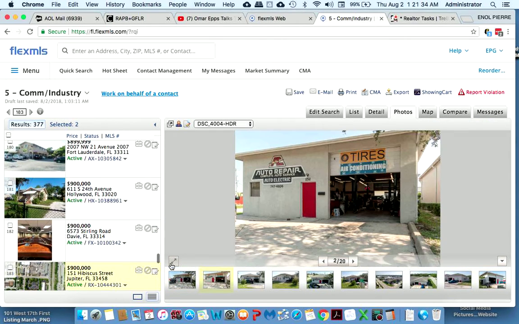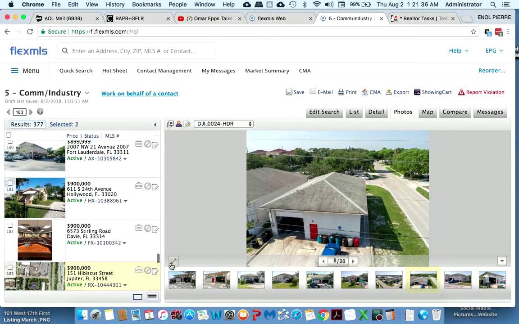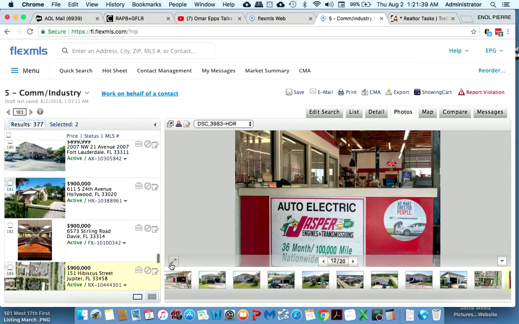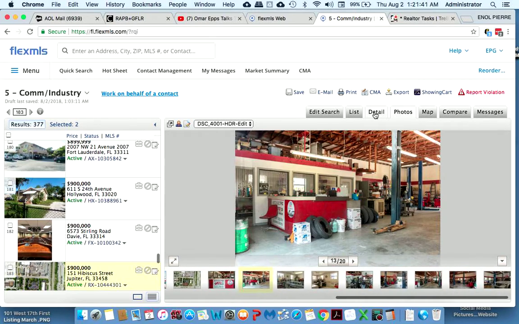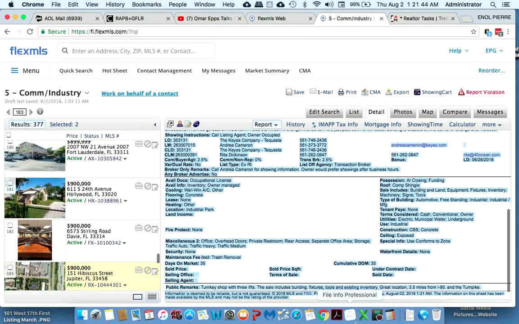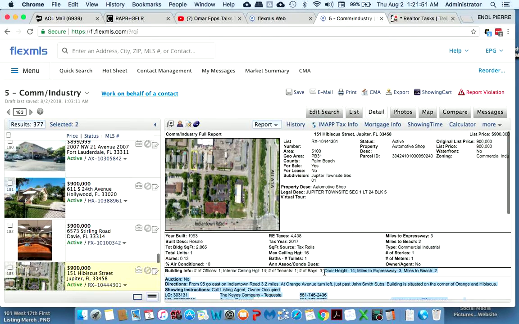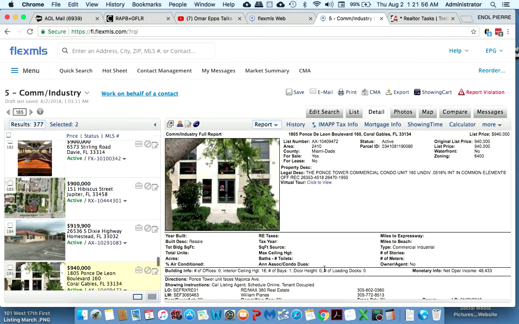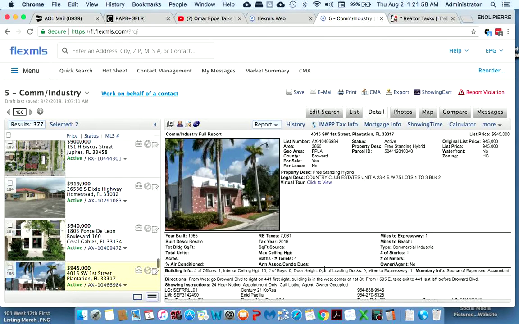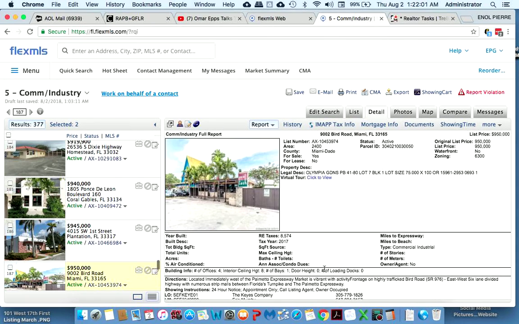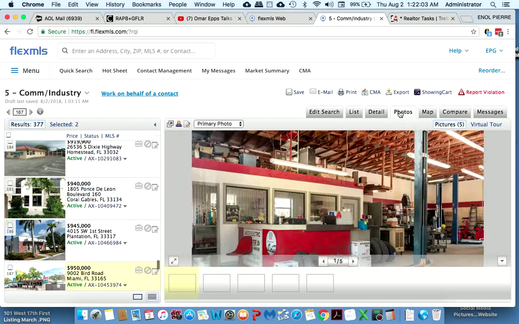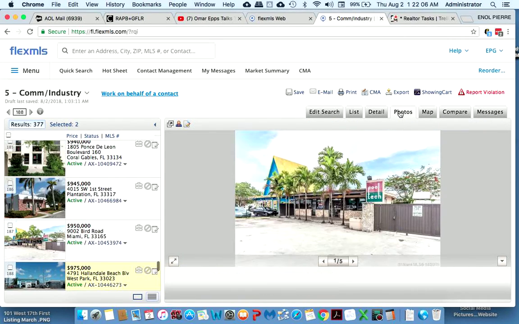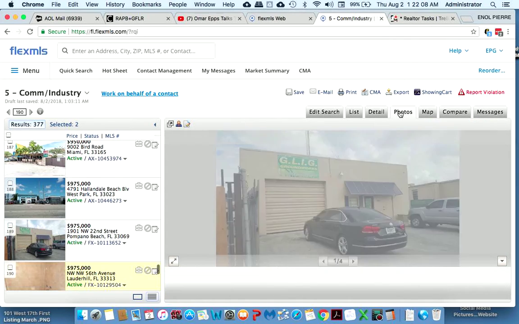So a good tire shop. Kind of tricky. Tire shops are usually pretty active. I don't know how it is in Jupiter, but let's read about this company. It seems like they're selling the business more than the building. We don't want to buy the business. We want to buy the building. We do care about the business, but we want to find a good business that'll be there. We don't want to be running the business for them.